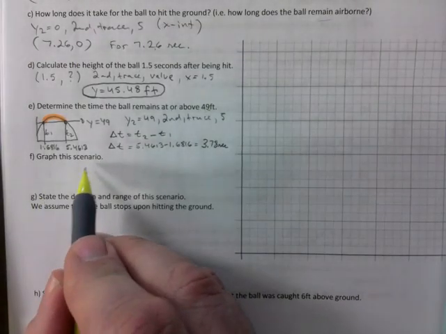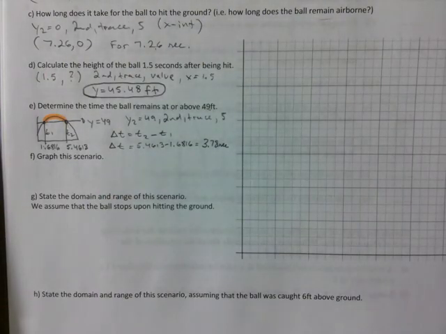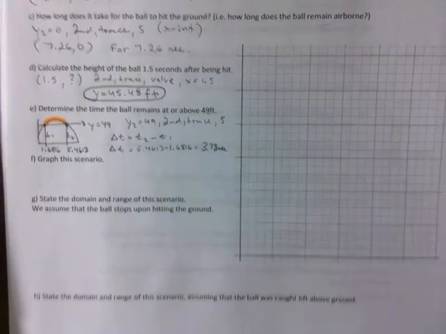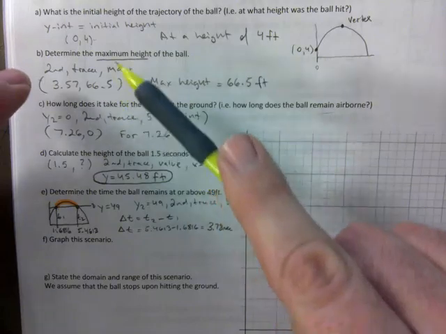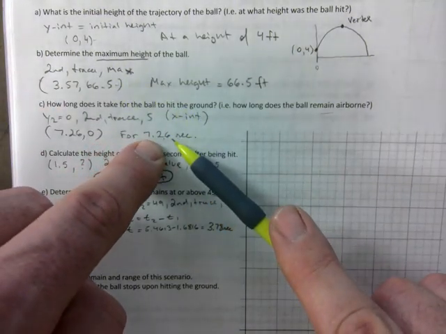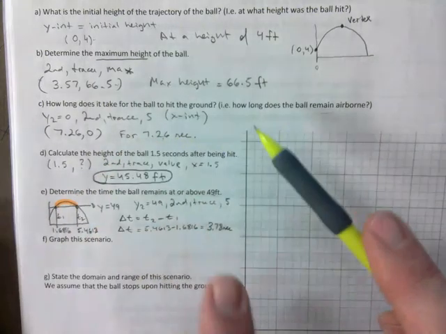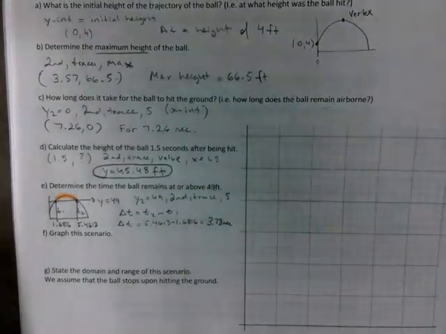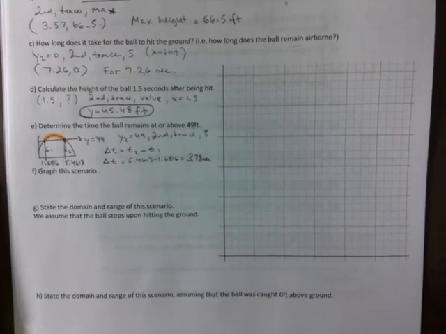All right, graph the scenario. Sure, let's do it. Do we have everything? I would say yes. We have our y-intercept, we have our vertex, and we have our second x-intercept, like only one of them. But that's okay because I don't care about the other one that's in the negatives. So let's go and find out how we can sketch this.